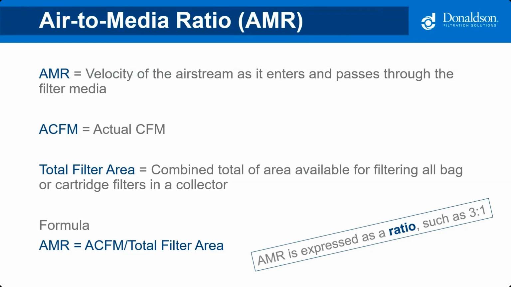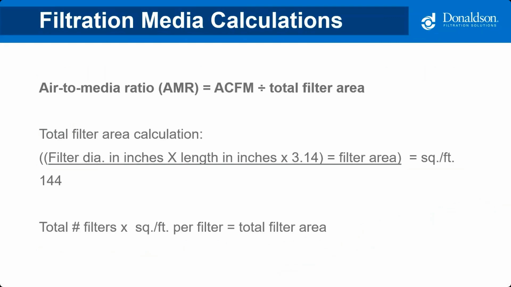And so AMR is the amount of cloth area versus your actual airflow. And how you factor that is you just figure out the amount of cloth that you have in your dust collector and then take your ACFM and divide by that. So how do you figure out how much cloth area you have? That's a great question. Let me explain.